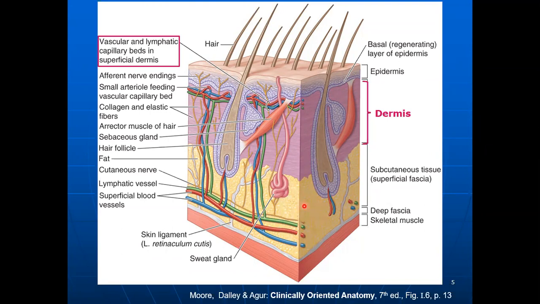And then from the subcute, deep to the subcute, you have this basement layer, and then finally you start seeing skeletal muscle. So this basement layer, this is your deep fascia. So this is the fascia investing the muscle below.